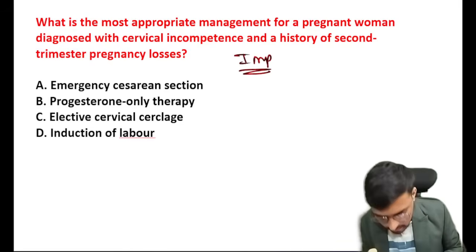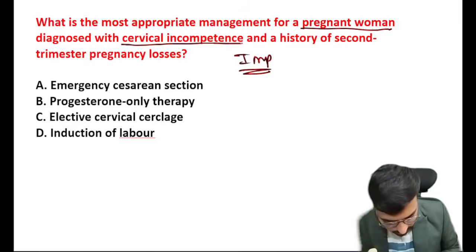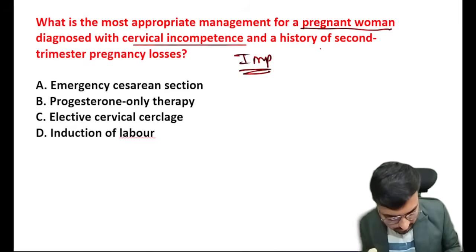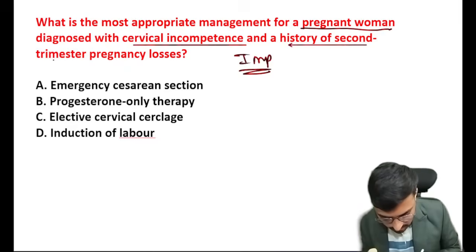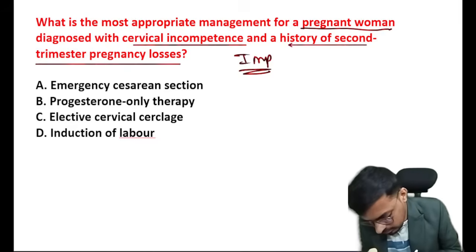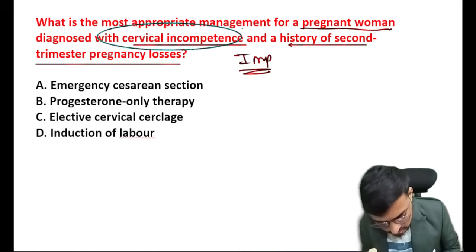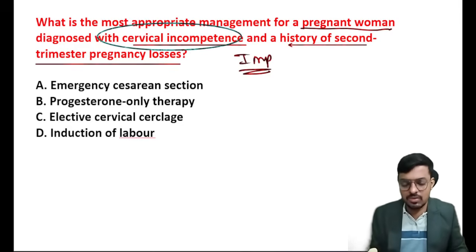Remember, the question is the most appropriate management for the pregnant woman. She is diagnosed with cervical incompetence, and she has a history of second trimester pregnancy loss, meaning second trimester abortion is happening. The most common cause of second trimester abortion is cervical incompetence. We have already discussed it. Sir, what is cervical incompetence?